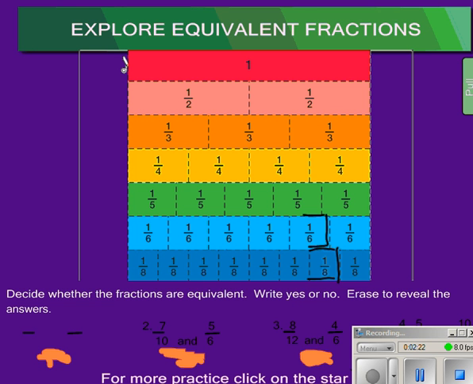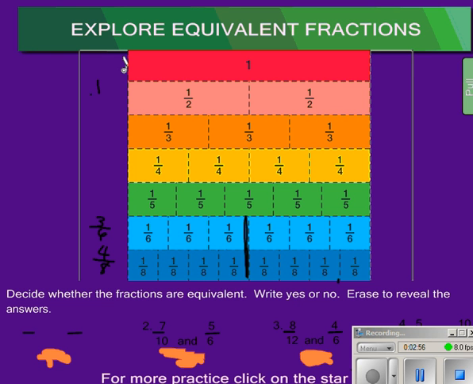Okay? What are some fractions up here that you would say are equivalent? 4/8. 1, 2, 3, 4, 4/8, and 3/6, because they take up the exact same space. All right? What's another one that's equivalent to those two? 3/6, 4/8. Another one that'd be equivalent.